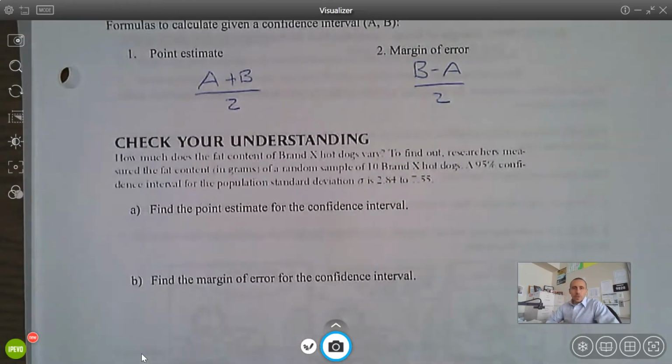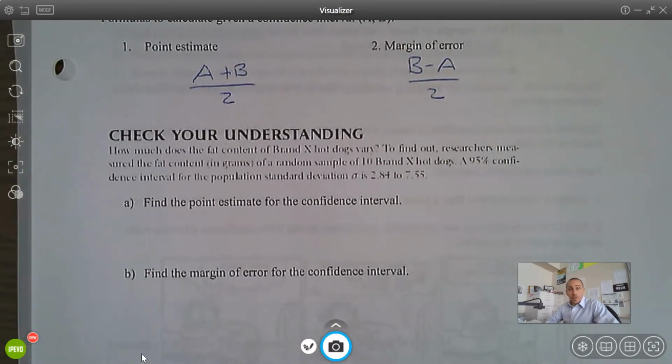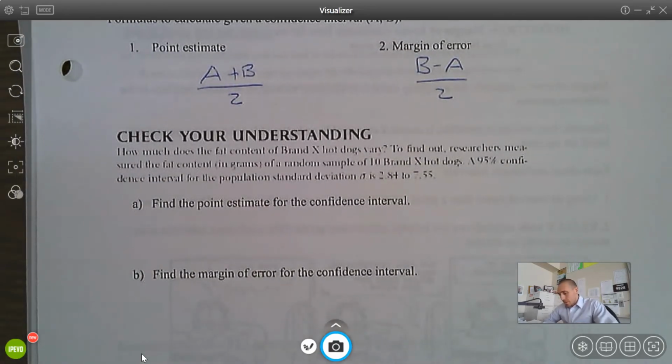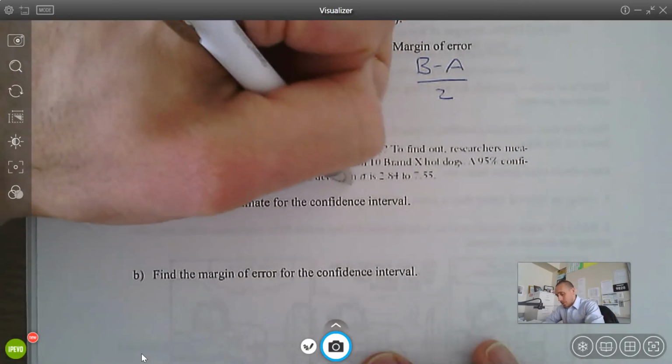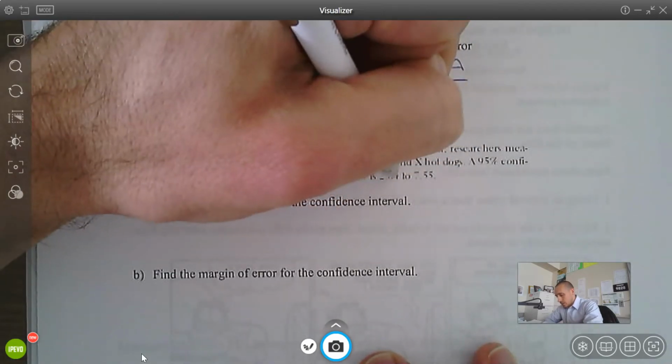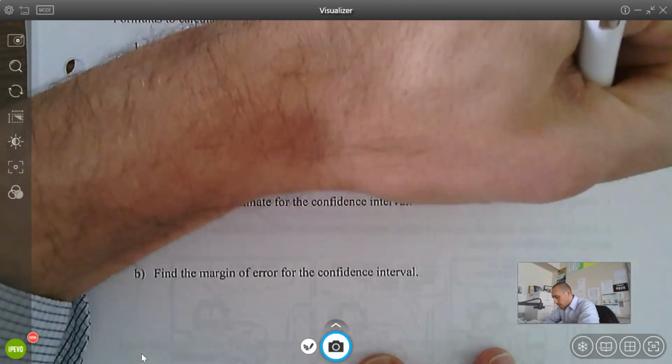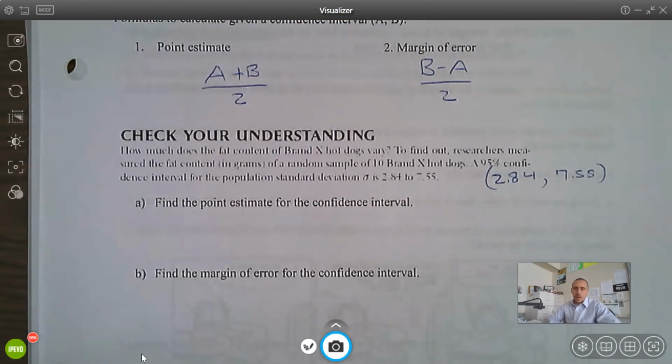So in this check your understanding, what I'd like you to do is pause the video here, read through the question and answer part A and B, then come back and take a look. How much does fat content in brand X hot dogs vary? To find out, the researchers measured the fat content in grams of a random sample of 10 brand X hot dogs. A 95% confidence interval for the population standard deviation is 2.84 to 7.55. So that's the confidence interval.